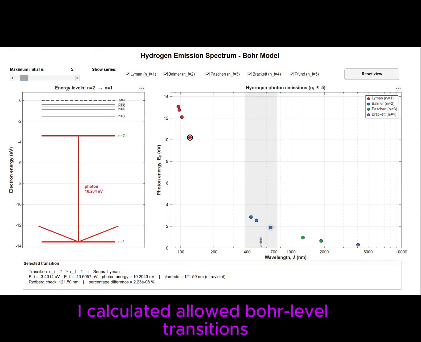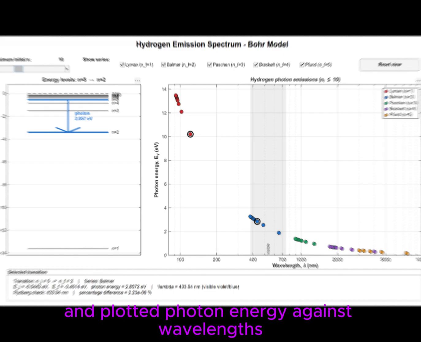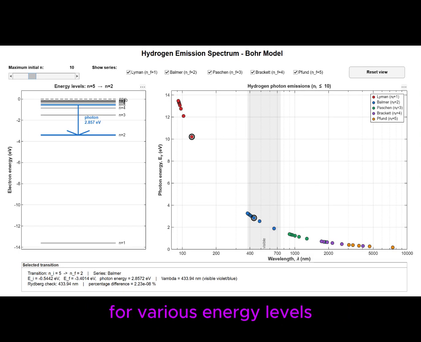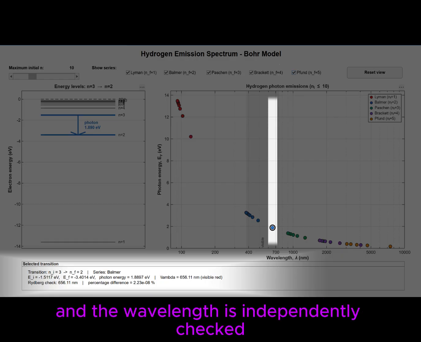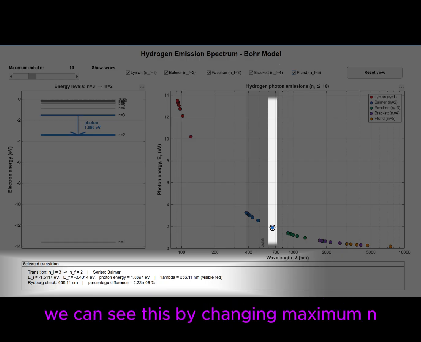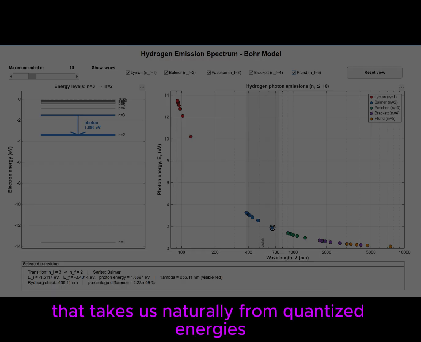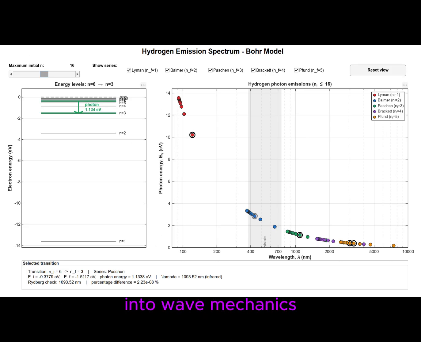For hydrogen, I calculated allowed Bohr level transitions and plotted photon energy against wavelengths for various energy levels. Selecting a spectral line highlights its energy level transition, and the wavelengths are independently checked using the Rydberg equation. We can see this by changing maximum n. That takes us naturally from quantized energies into wave mechanics.